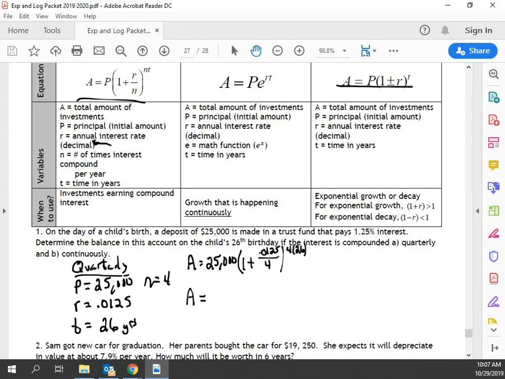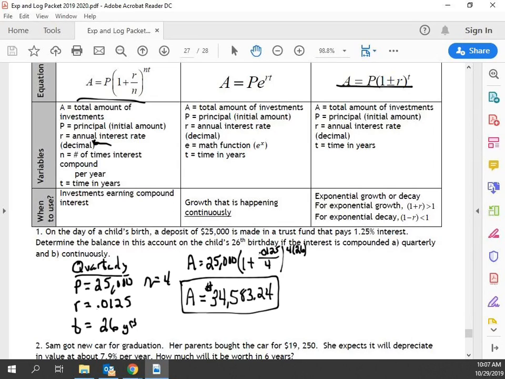So 25,000 times 1 plus 0.0125 over 4, raised to the 4 times 26. When it matures, you'll have a total investment of $34,583.24. Not bad. Made $9,000 just sitting in a bank doing nothing, so that's a pretty good deal. Did take a while, but that's normal.